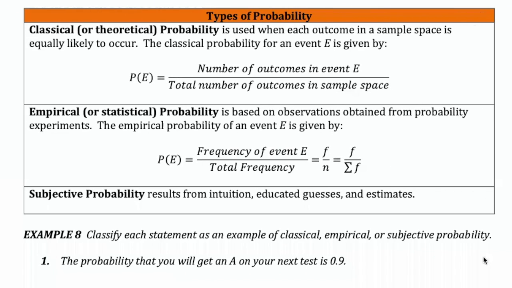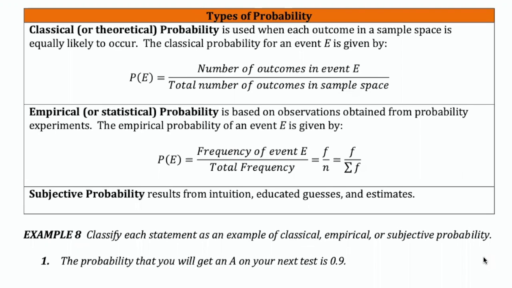Once we know how many different things can happen, we can turn our attention to the probability that any one of those outcomes actually does occur. There's three different types of probability that we're going to look at. The first is the classical or theoretical probability. And this is used when each outcome in a sample space is equally likely to occur.